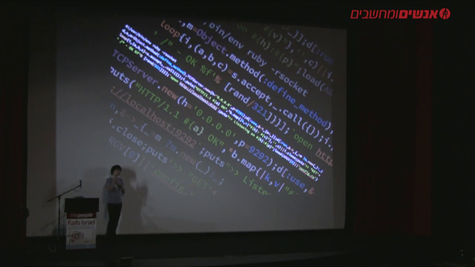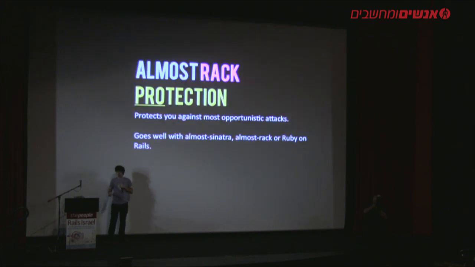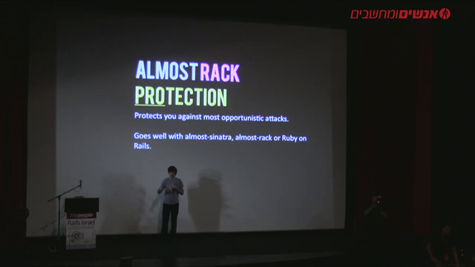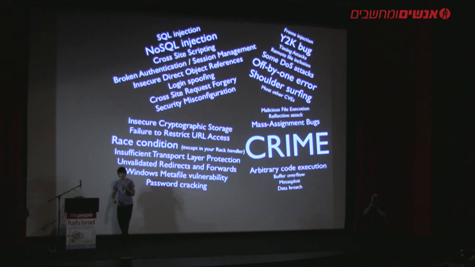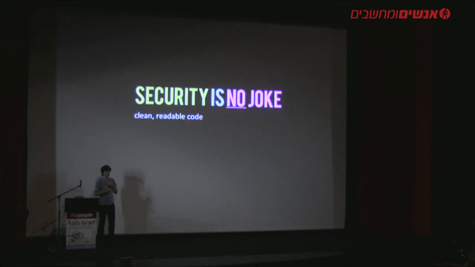So we now have this amazing stack: Almost Sinatra running on top of Almost Rack. The big problem, as you should be aware, is security. So I wrote Almost Protection. Almost Protection is amazing. All the attacks out there, this is just a subsection of the attacks it protects you against. This includes SSL-based attacks, shoulder surfing, where is it? Somewhere there. It protects you against off-by-one errors and all those other amazing things. I mean, who here is taking care of their NoSQL injections? One guy back there. And you're all laughing, but security is not a joke, seriously.